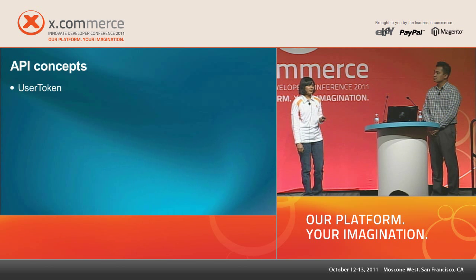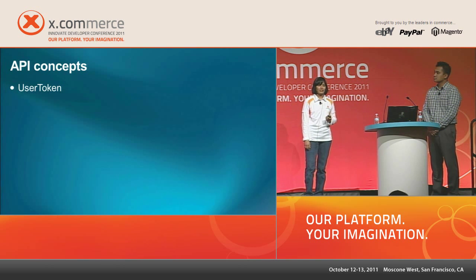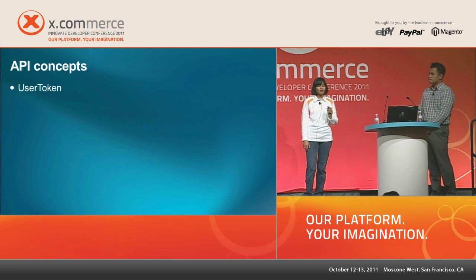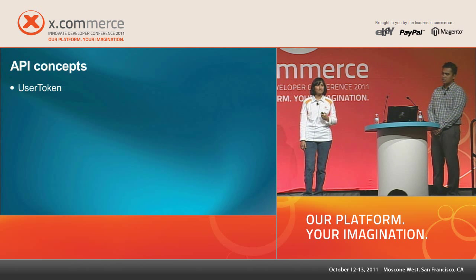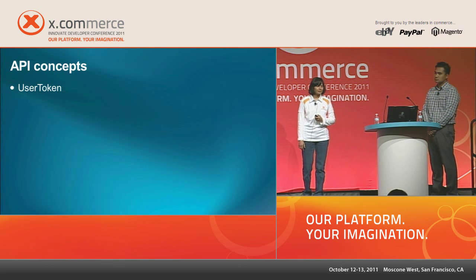User tokens do have an expiration date. They're valid for 18 months. So that's something that you want to build a reminder for and ensure that you do the renewal of user tokens before they expire so that your users can continue to use the application seamlessly.